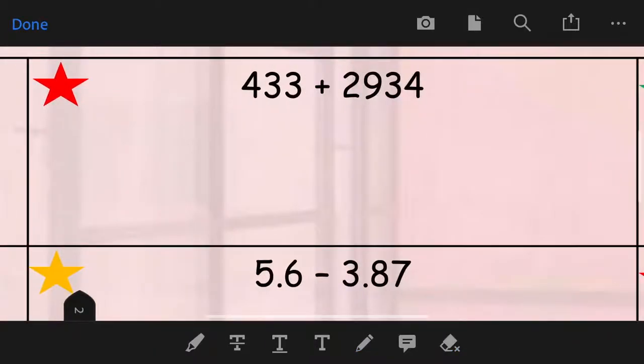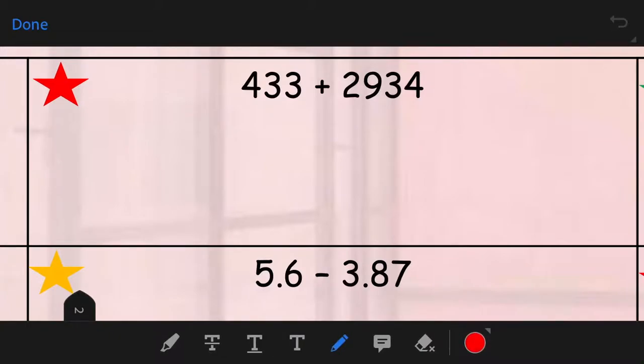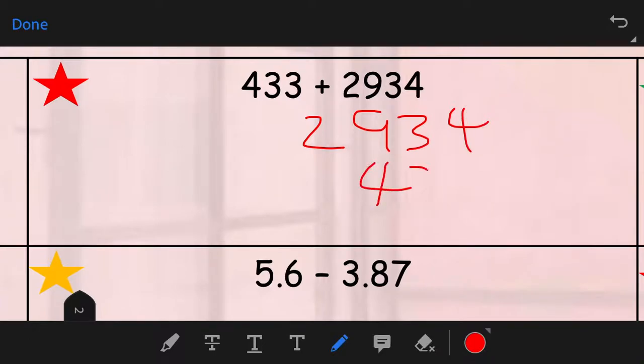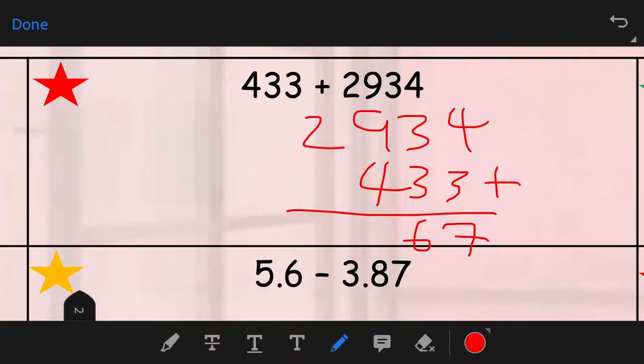Next one. I got 433 add 2934. Always try and put the big number on top and make sure all of the numbers hug the right hand side. 4 plus 3 is 7. 3 plus 3 is 6, 9 plus 4 is 13, and 2 plus 1 is 3.